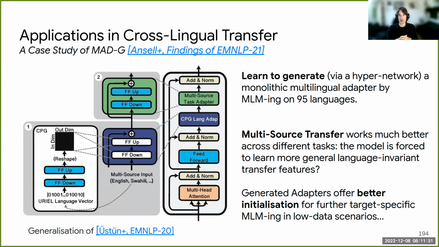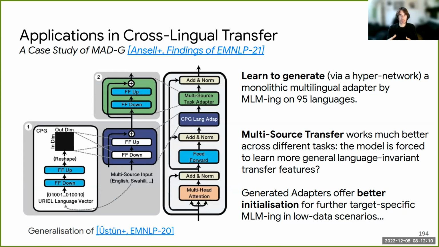So this also enables a very natural multi-source transfer. So if we have annotated data in more than one source language, we can easily combine the generation of language adapters on the fly with the use of a multi-source task adapter, which is stacked on top of the generated language adapters. So another benefit of this approach is that the generated adapters might actually give better initialization for further target-specific masked language modeling than just doing a completely random initialization of the new adapters.